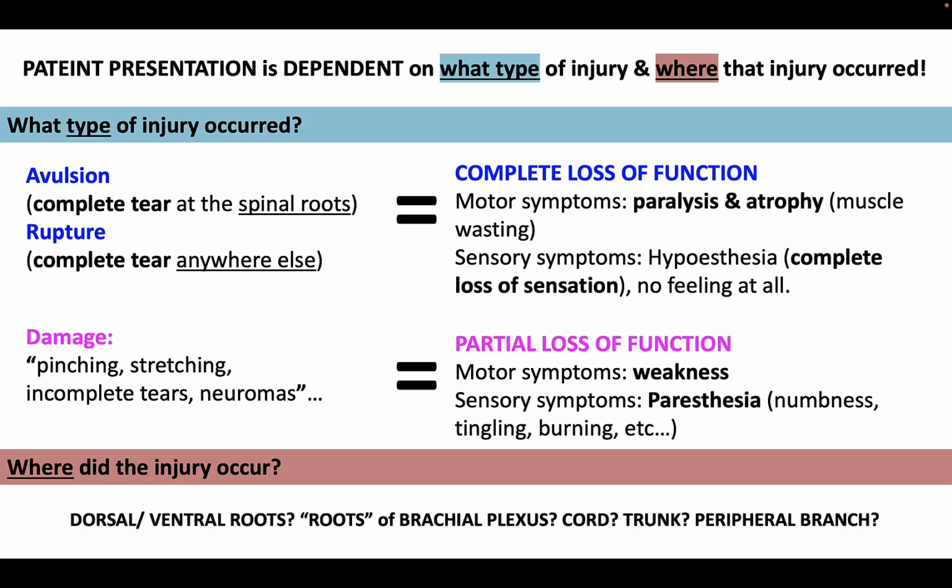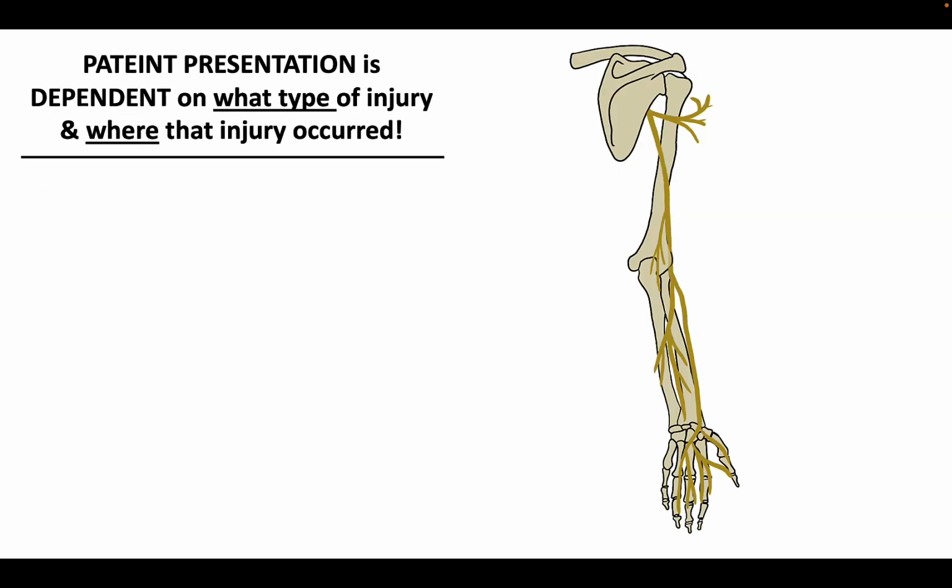But the last piece to this puzzle is actually, where did the injury occur? Did it occur at the dorsal ventral roots or the roots of the brachial plexus? Did it occur in a cord, a trunk, or did it occur in one of those peripheral branches? Like, is median nerve severed or is just radial nerve damaged?